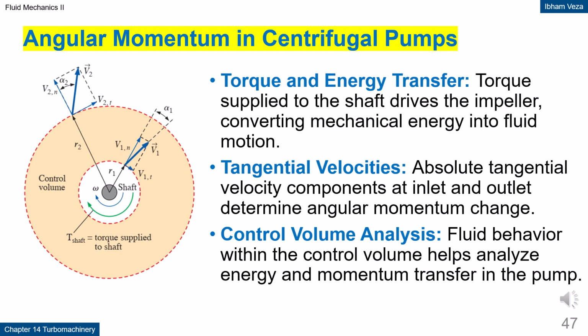Angular momentum in centrifugal pumps. The torque applied to the shaft causes a change in the fluid's angular momentum. The tangential velocity components at the inlet and outlet determine the magnitude of this change. Using a control volume approach, the relationship between torque and flow rate can be analyzed. This principle forms the basis of Euler's turbomachinery equation. Energy transfer inside the pump is essentially governed by this change in angular momentum.